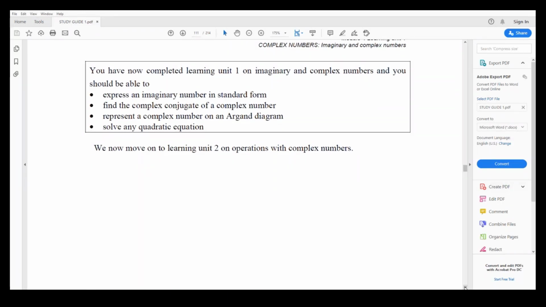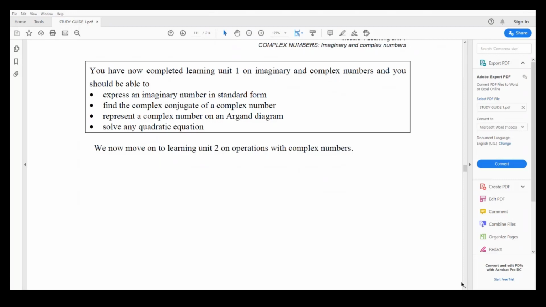So let's just sum up what they expect from you now, guys. Since you completed learning unit 1 on imaginary and complex numbers, you should be able to do the following: express an imaginary number in standard form, that's rectangular form. Find the complex conjugate of a complex number; only the sign of the part that's attached to the j changes. Represent a complex number on the Argand diagram. We've just done that. We've solved 2 quadratic equations, and we introduced the notion of j equal to the square root of -1.